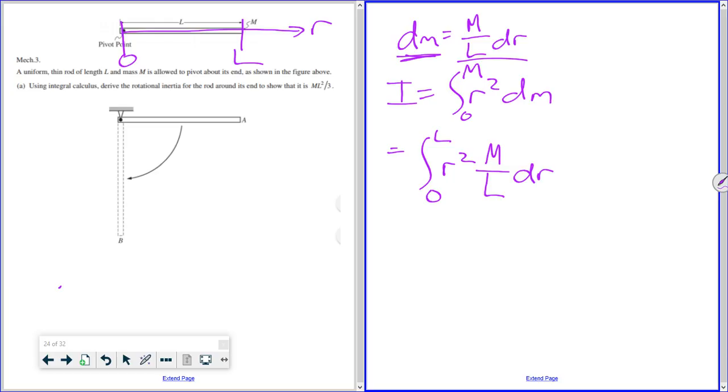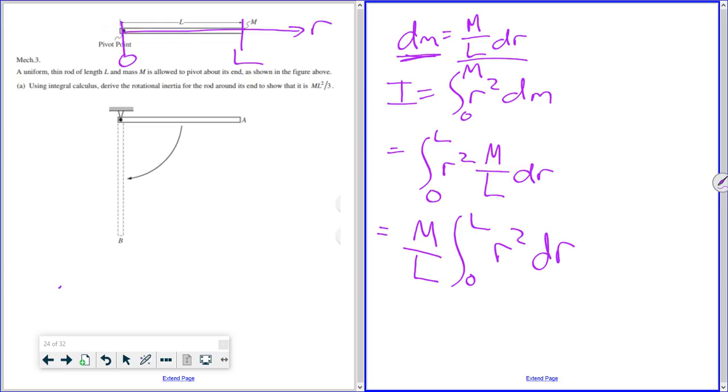Let me pause there for a minute. Did I lose anybody? This is like real deal calculus. This is not easy. All right, so what can I do with that m over L? Pull it out, it's a constant, right? M and L are fixed numbers in this problem. The rod has a mass of m, a length of L. So this becomes m over L times the integral from 0 to L of r squared dr.